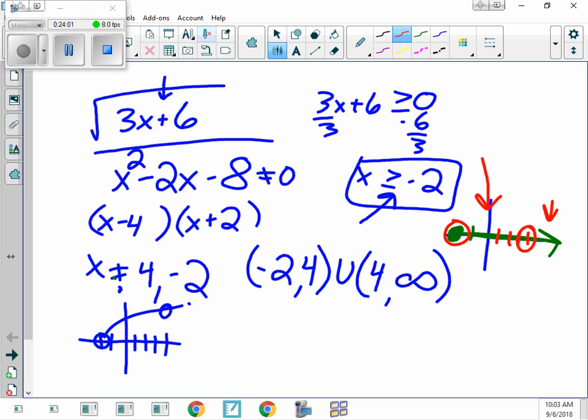What if instead of negative 2, this was a negative 3? Can we have a hole over here at negative 3? No, it's not even part of the problem. So all that would do is allow us to include the negative 2.